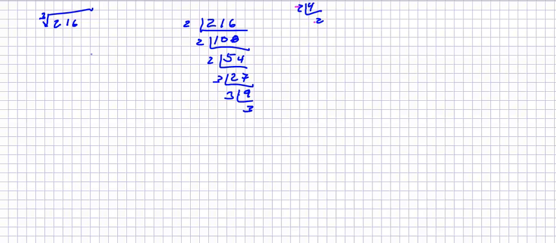It's the cube root. So I'm looking for groups of 3. I got 3 2's. I got 3 3's. So the cube root of 216 is 2 times 3, or 6. All right? Pretty straightforward, pretty simple.